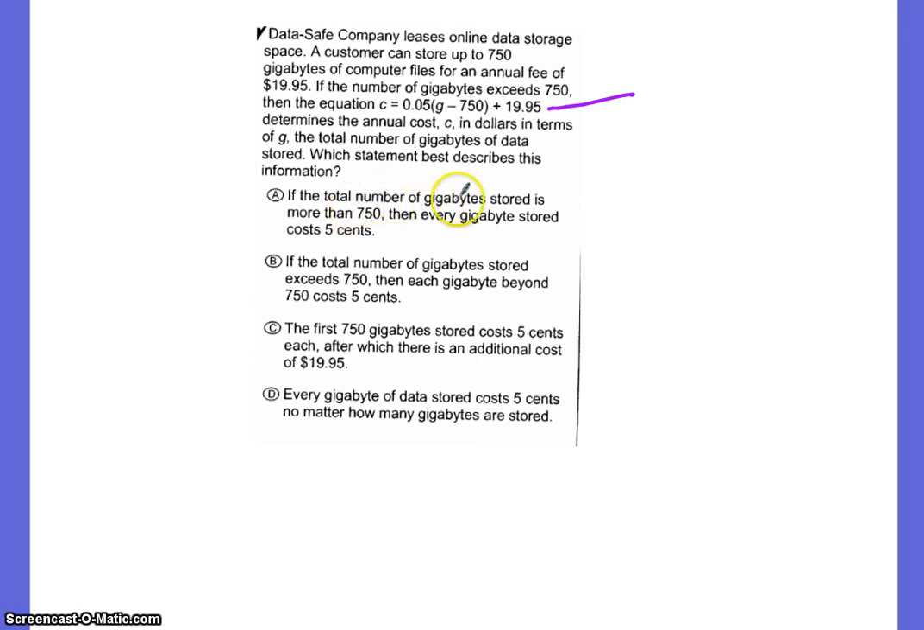If the total number of gigabytes stored is more than 750, then every gigabyte stored costs 5 cents. Not everything, only the stuff over 750. If the total number stored exceeds 750, then each gigabyte beyond 750 costs 5 cents. That's good. The first 750 costs 5 cents. No, we're not doing 750 times it. And then every gigabyte is 5 cents. No. So your answer is B.